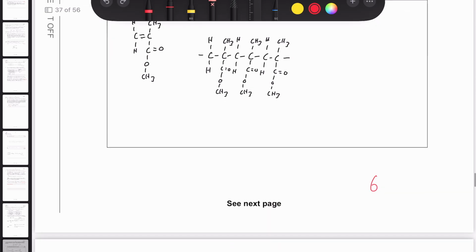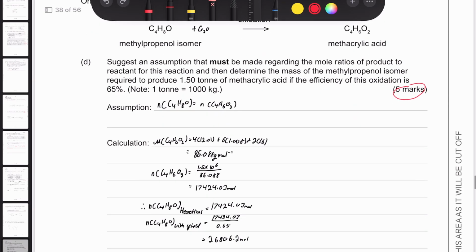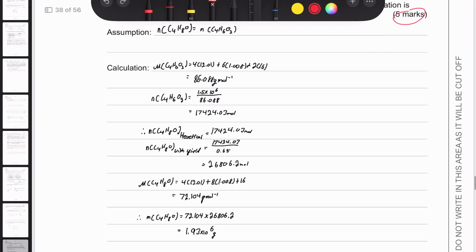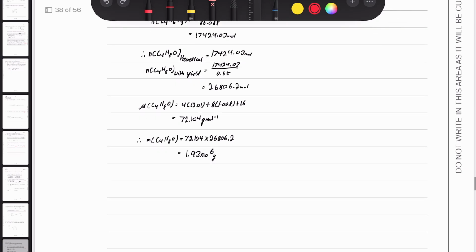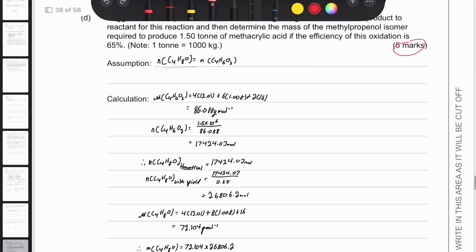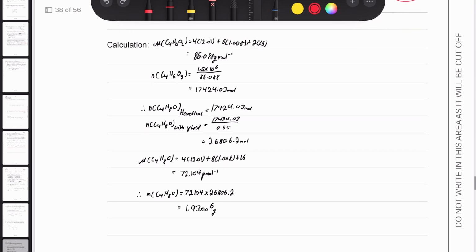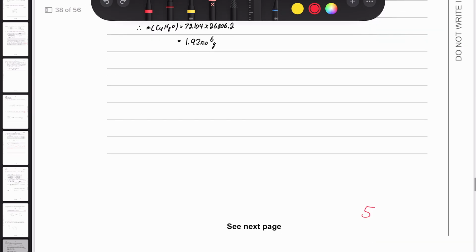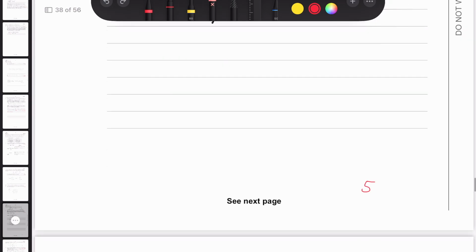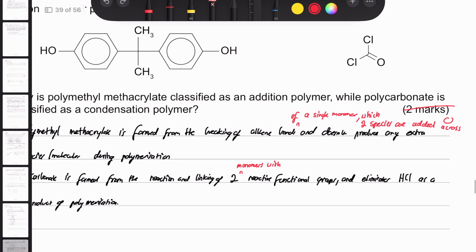Here, this was good. Going down. The assumption was correct. Good thing I didn't talk about it equals 2. And then 1.93 times 10 to the 6 grams. Going down, so that's 5 marks, yes. Yeah, I gave myself 0 marks.